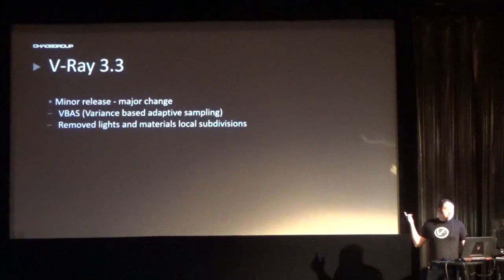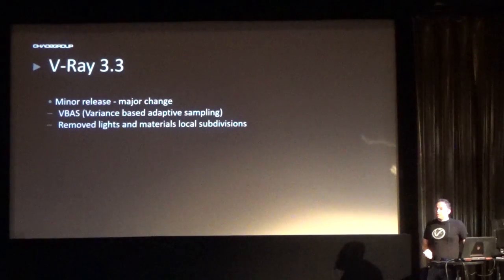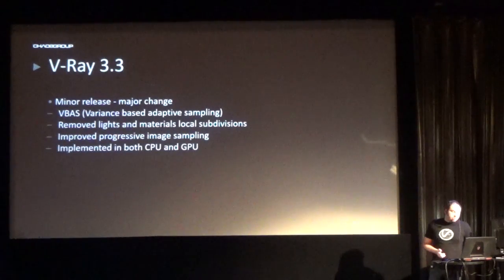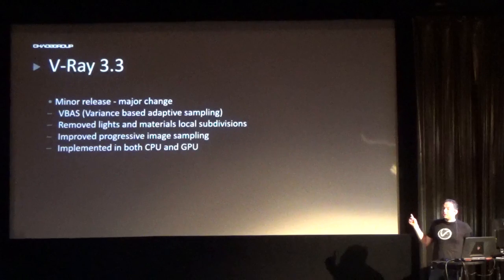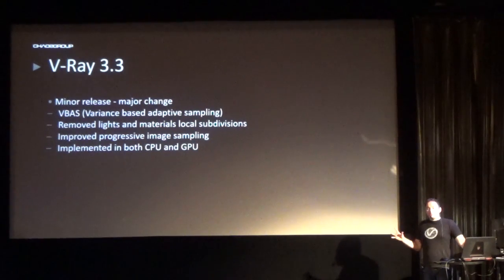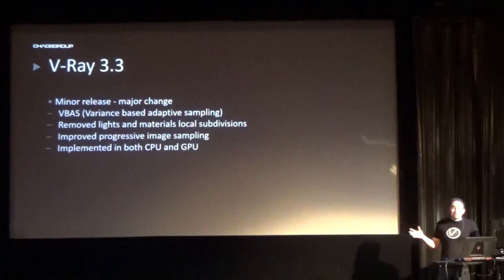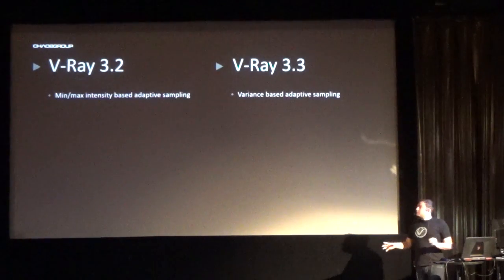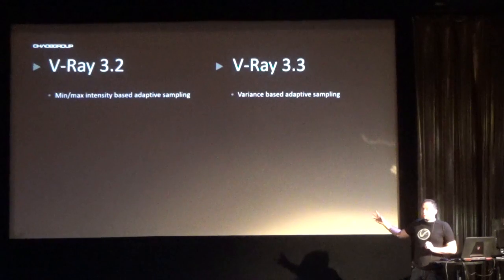The other change that we did, we removed lights and material local subdivisions. We improved the progressive image sampling. We implemented these changes, and I'm talking only about the sampling here, in both CPU and GPU. Now let's compare a little bit between the two minor versions.